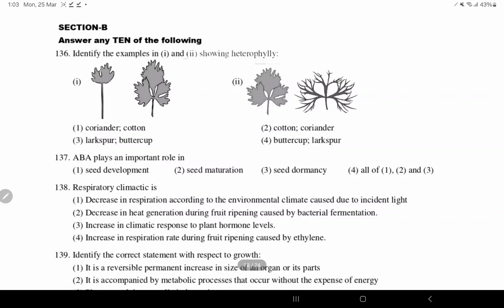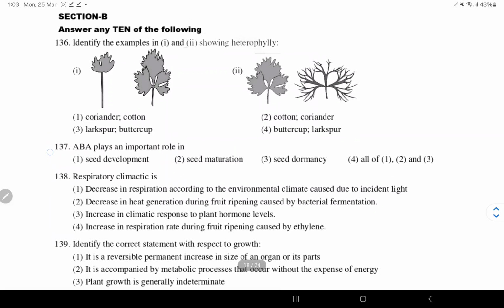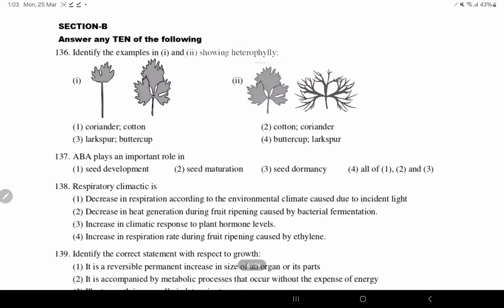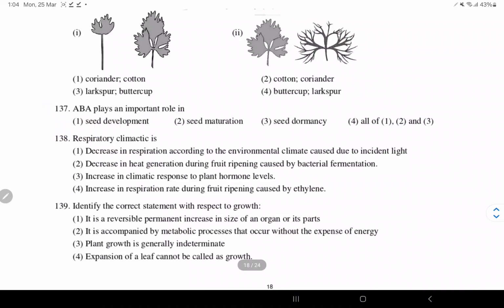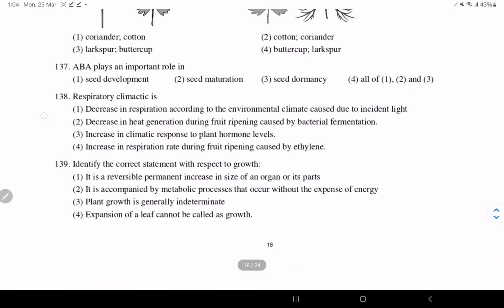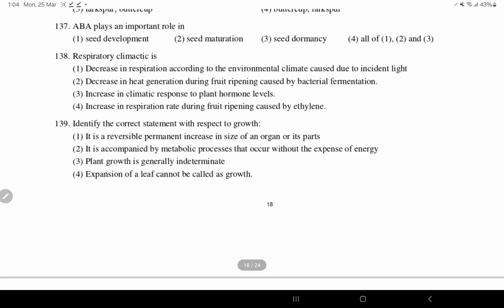Larkspur and buttercup. This is given in NCERT as well. Larkspur is based on life cycle, heterophylly, or plasticity. Buttercup is habitat plasticity. ABA plays an important role in seed development, seed maturation, seed dormancy, all the three. Respiratory climacteric. Increase in respiratory rate during the fruit ripening caused by ethylene.